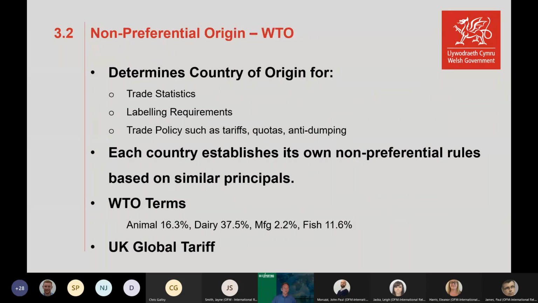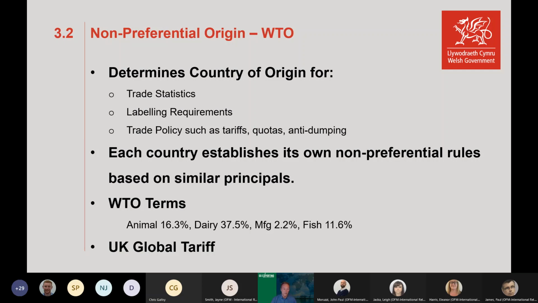So non-preferential origin, this is often referred to as the WTO rules or WTO duty rates. And that's used to determine the country of origin for trade statistics, for labelling requirements, trade policies, for tariffs, quotas and anti-dumping. So each country actually establishes its own non-preferential rules, but all based on similar principles around the WTO rules. So the general principle is that you will charge the same rate of duty to all countries unless there is a trade agreement in place, a separate trade agreement.